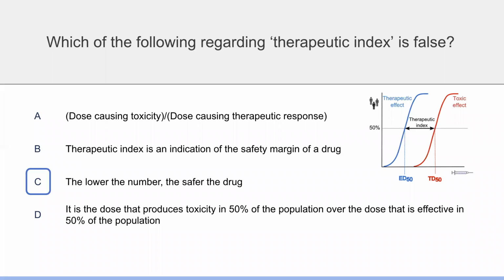Yep, so I think most people got that one. So remember, the higher the number, the safer the drug. Everything else is just a fact. Yeah, so binding to plasma proteins would decrease your volume of distribution.